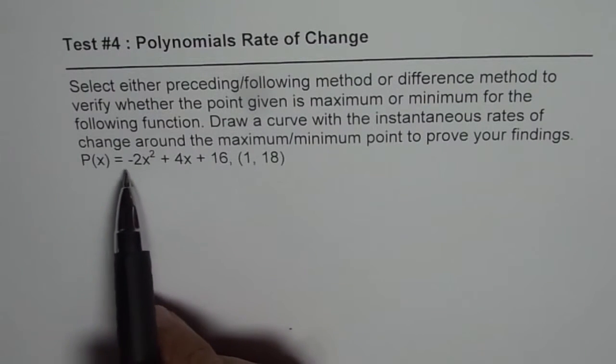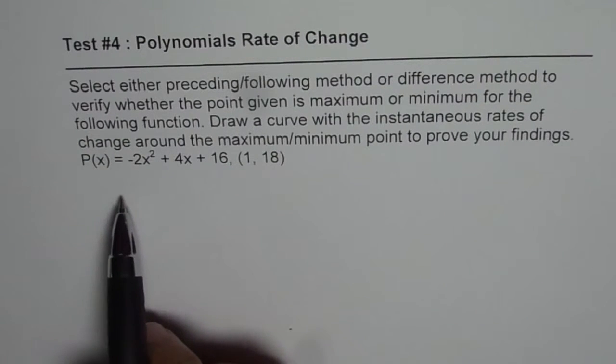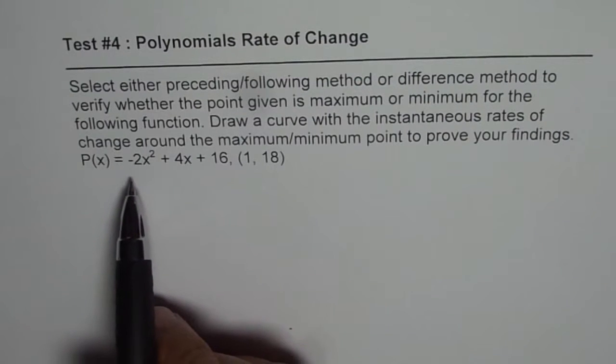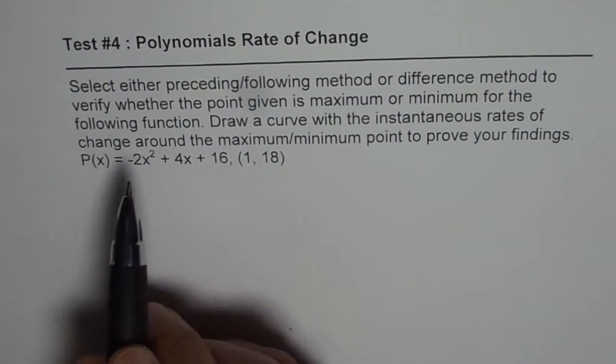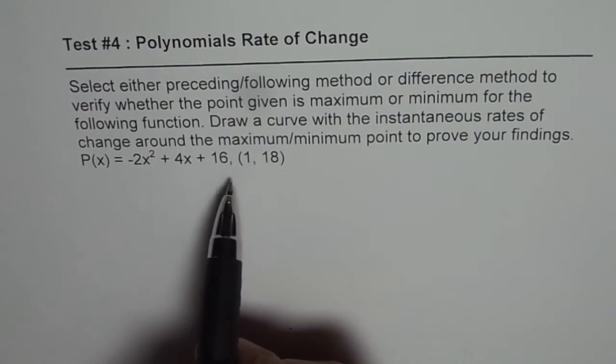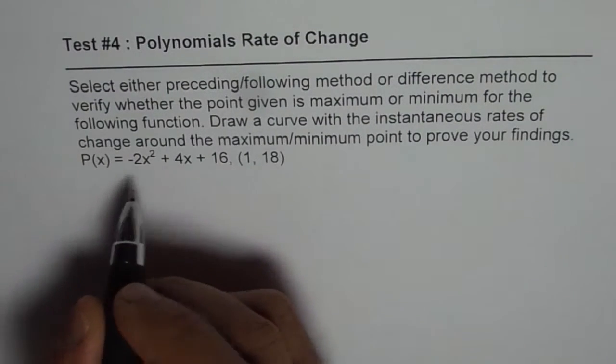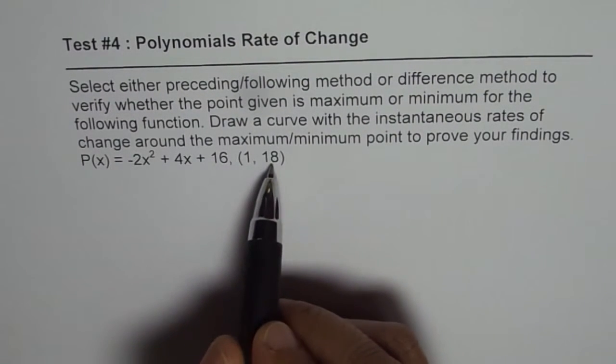Well, to start with, it's a parabola with a negative leading coefficient, right side down, so we are expecting a maximum, right? So this is what we are expecting, and let's try to prove it. What we will do here is the preceding-following method and then show our calculations for the same. We already know p of 1 is 18.